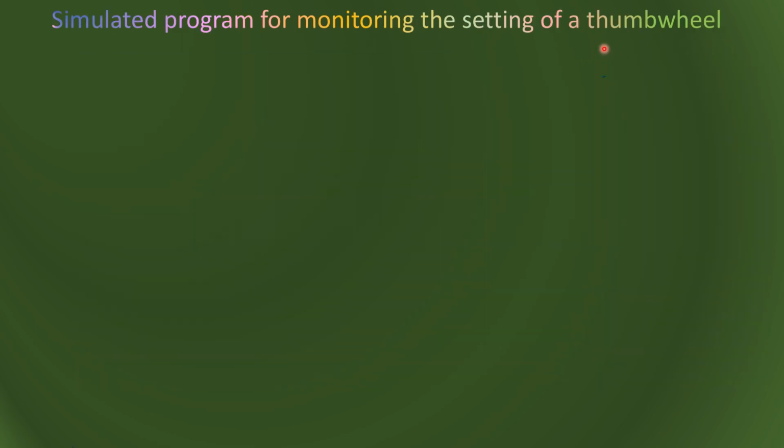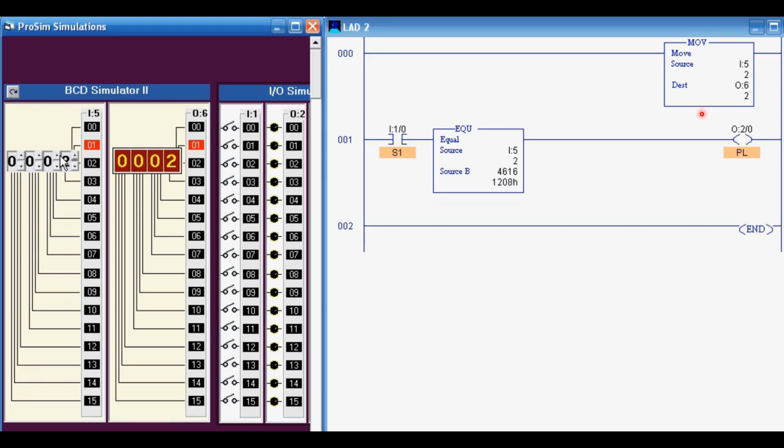So on this slide, I explain the simulation of the thumb wheel by using a program of the thumb wheel in RSLogix 500. The example is the same as I explained in the previous slide. So the move instruction moves the source data to the display data, which is the destination.